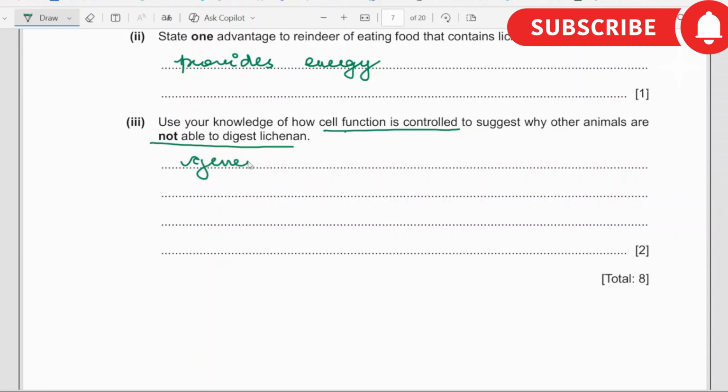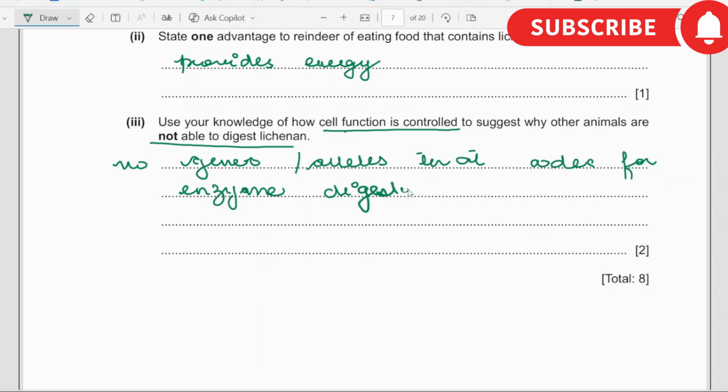Okay, they don't have the genes or alleles that code for the enzyme. Good. Codes for the enzyme digesting lignin. And this is the second point. First one is they don't have those genes or alleles. Second point is that codes for the enzyme digesting the lignin. Okay, there are 2 points.